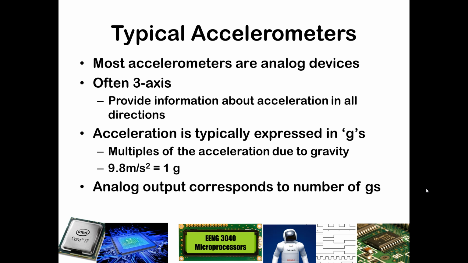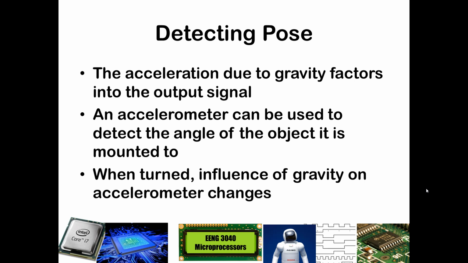Acceleration is typically expressed in G's. You may hear people discuss the G forces that are involved in certain things like roller coaster rides or a shuttle launching, or let's say a race car or something like that. And so basically a G is a multiple of the acceleration due to gravity, which if you're in SI units is 9.8 meters per second squared. That would be 1 G. And so the analog output of the accelerometer corresponds to how many G's of acceleration are being experienced in each of the three axes.